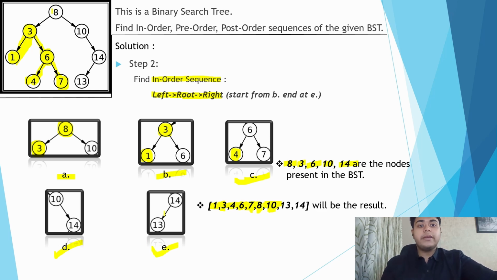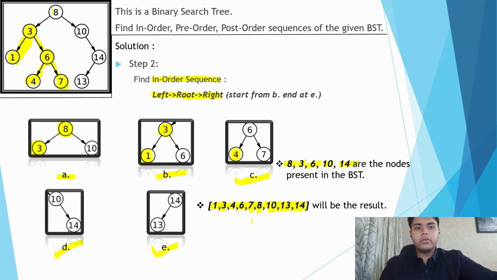Now E will follow the in order sequence, which is left, root, right. Left is 13, we wrote 13. What is the root? 14 is the root, we wrote 14. There is no right node, so it's complete now.